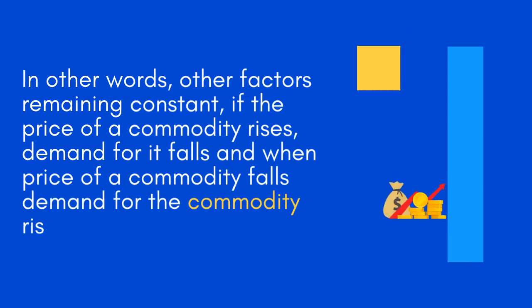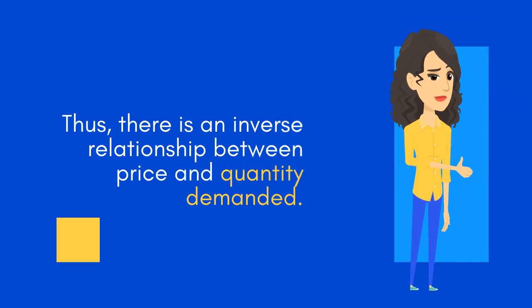In other words, other factors remaining constant, if the price of a commodity rises, demand for it falls, and when price of a commodity falls, demand for the commodity rises. Thus, there is an inverse relationship between price and quantity demanded.